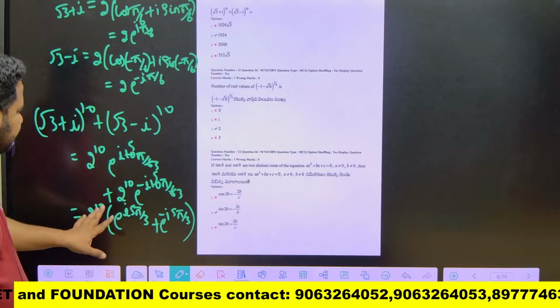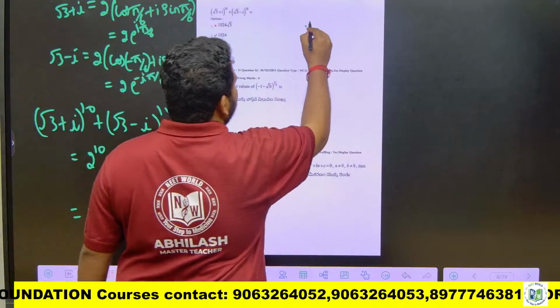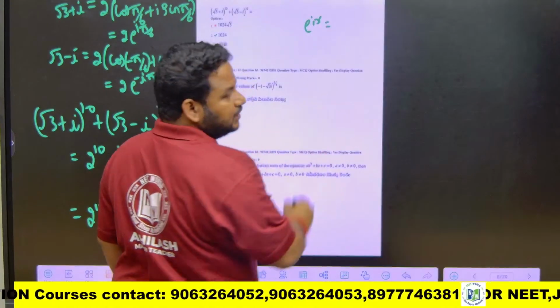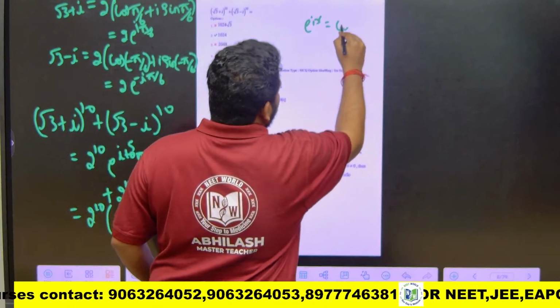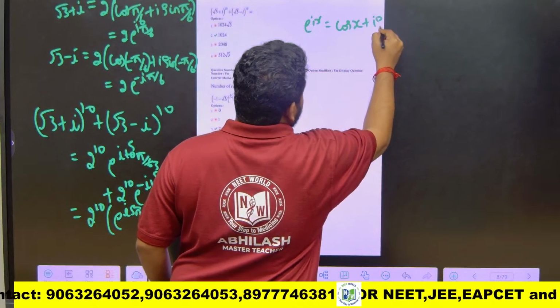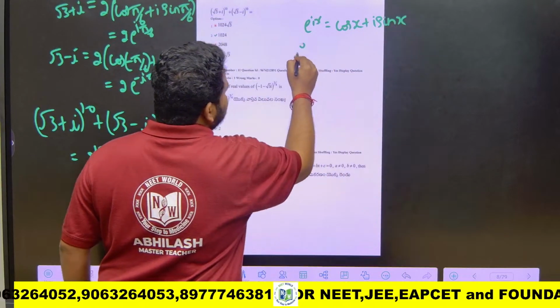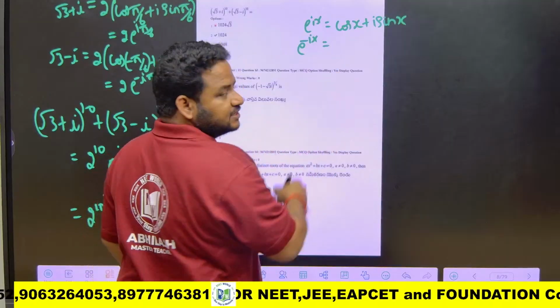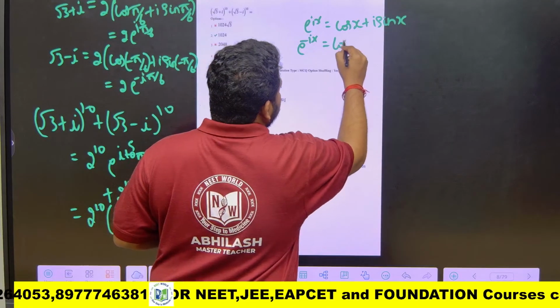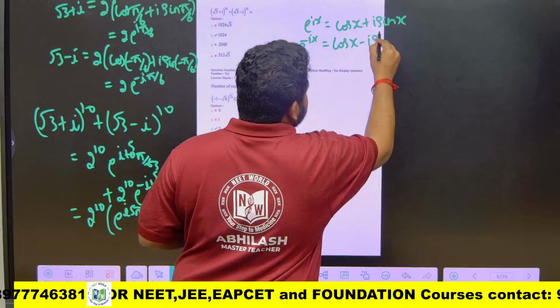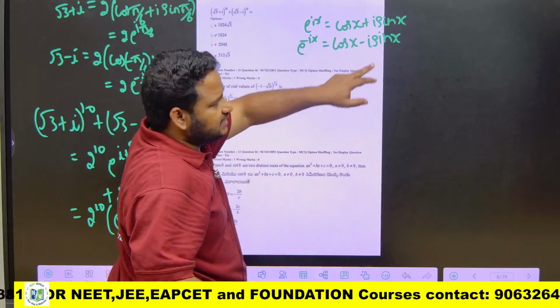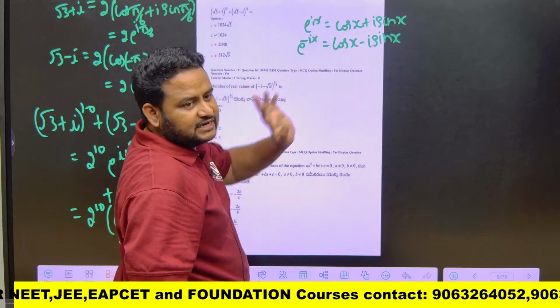Now we know that by Euler's form, e to the power of ix is nothing but equal to cos x plus i sin x. Similarly, e to the power of minus ix is nothing but equal to cos x minus i sin x. Here it is plus i sin x, and since it is minus here, this will be minus i sin x.